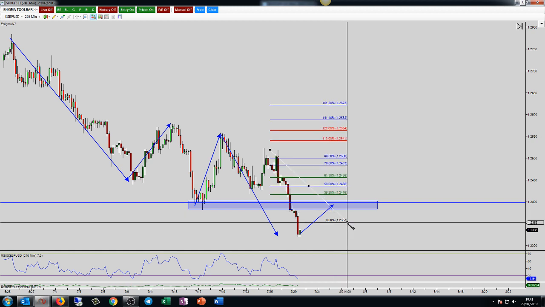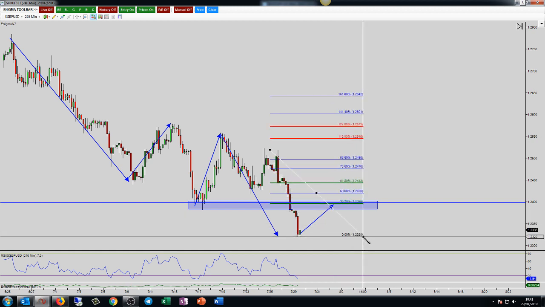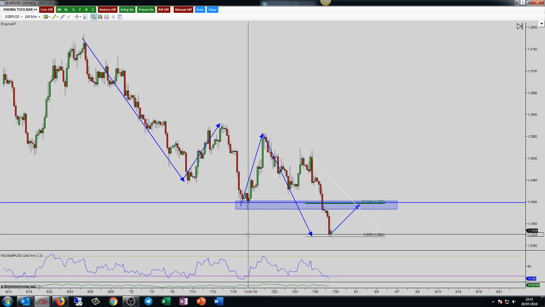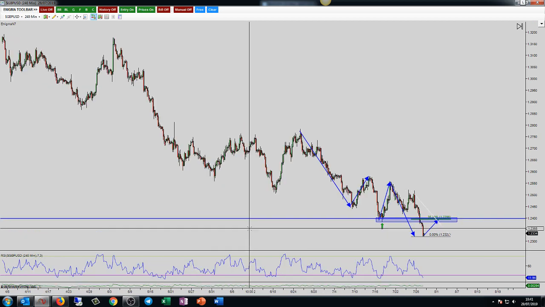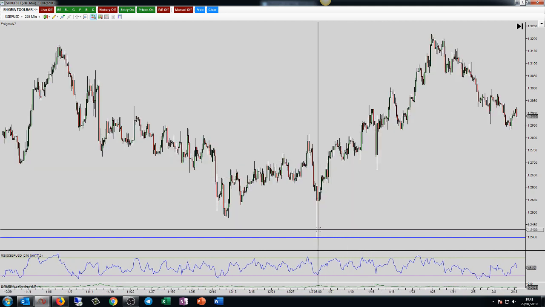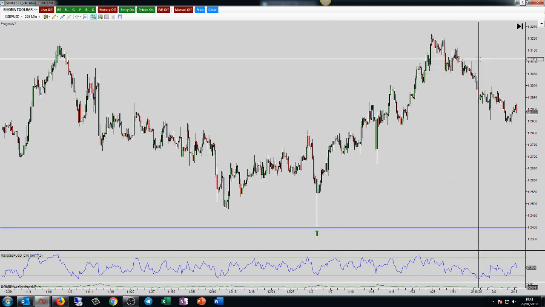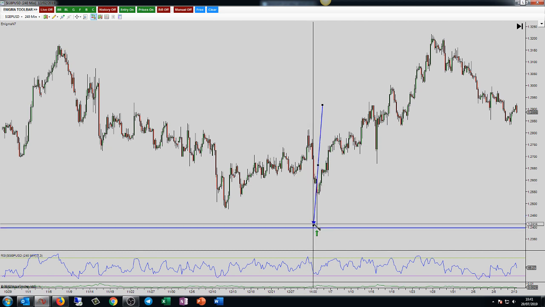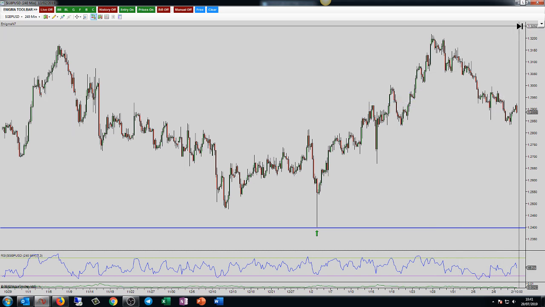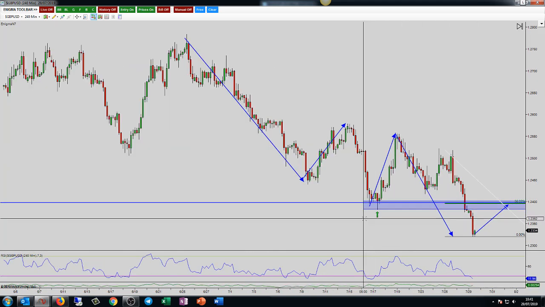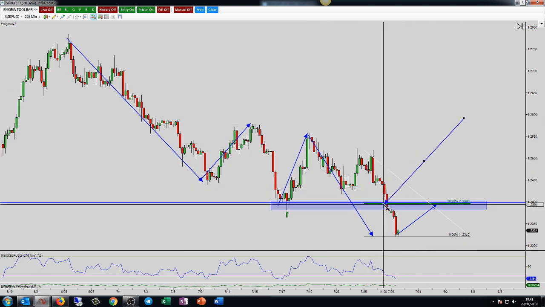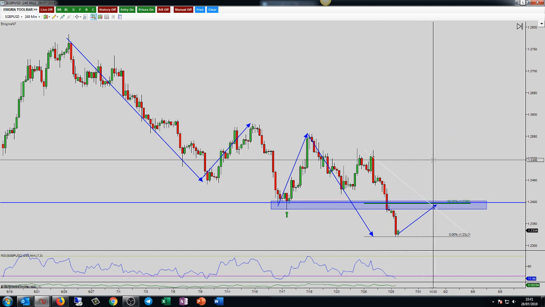And if we throw a fib on, that just so happens to come into a 382 fib. Not only that, but you have this level of structure, but you also have this key level right here. So we've got two levels of structure. One is absolutely key. This was a wick that just tapped this area and instantly rejected. We've got this area right here. We've got a 382 fib. We've got a directional move which violated this structure level.